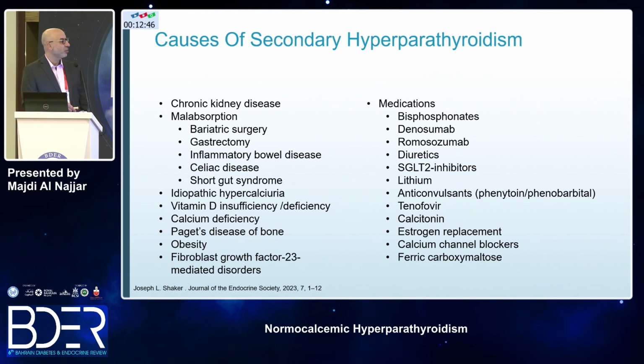Idiopathic hypercalciuria, and medications. Remember, the ones we use for osteoporosis can cause a little bit of elevation in PTH, especially at the beginning of use, like bisphosphonate and denosumab. Remember, diuretics and SGLT2 inhibitors can increase PTH. So keep this in mind when we evaluate patients with high PTH.